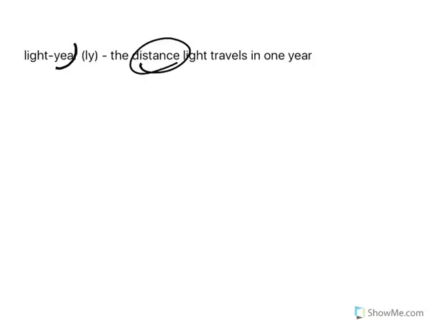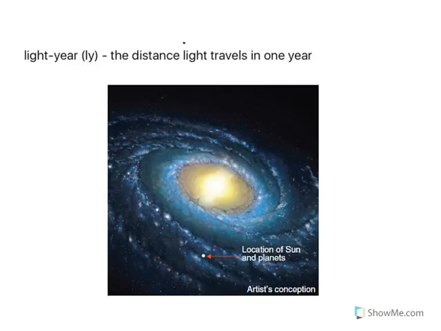Another unit we use in astronomy is called a light year, or LY for short. A light year is the distance light travels in 1 year. The key word here is distance. Even though you may see year in the word light year, it is not a time unit, it is a distance unit. It is how far light travels in 1 year.